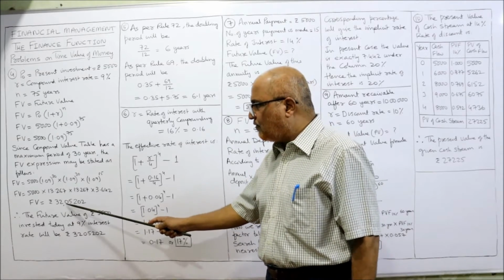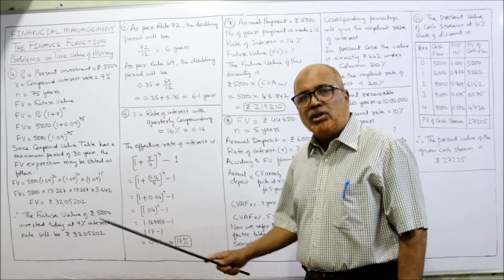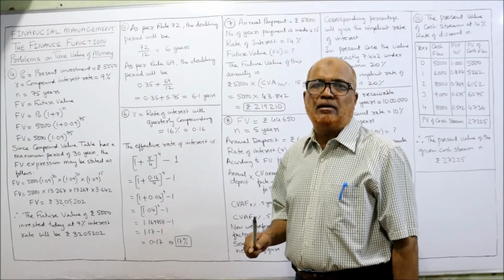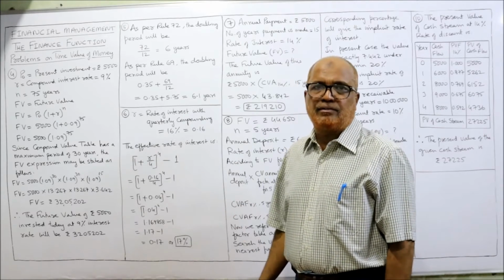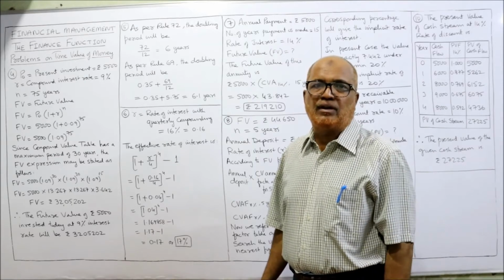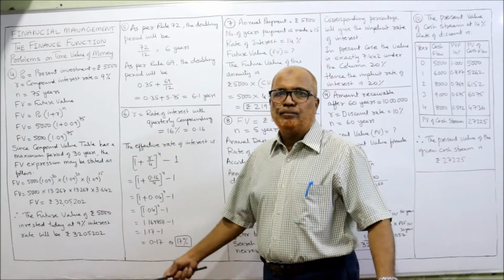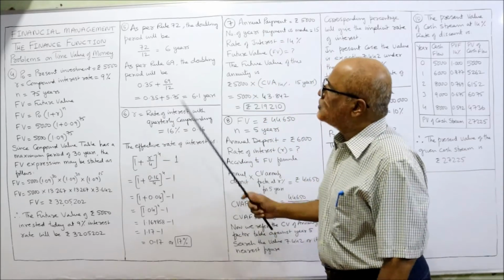You will get 32 lakh 5,202. So the future value of 5,000 rupees deposited today after 75 years at 9% rate of interest, it comes to 32,05,202. That's it. Next problem.